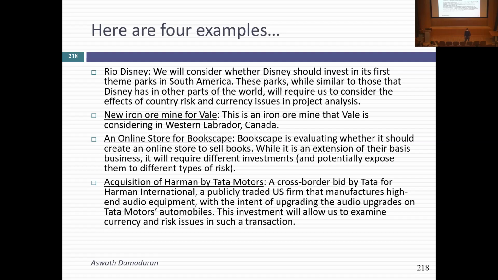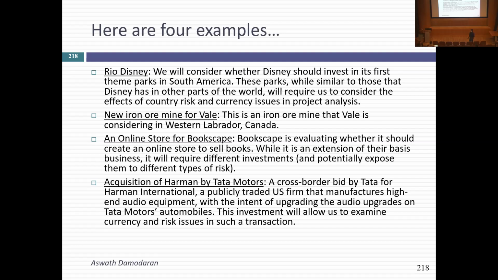Then I want to talk about an online store for Bookscape. Essentially, it's finding that fewer and fewer people want to come into the store, want to compete with the Amazons and the other online sellers. I'm going to talk about the investments it needs to make and whether it should go ahead and do it.